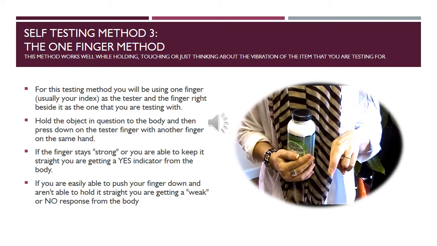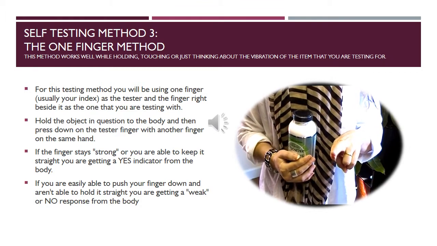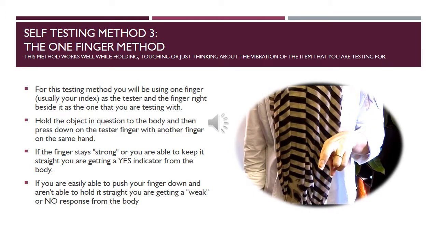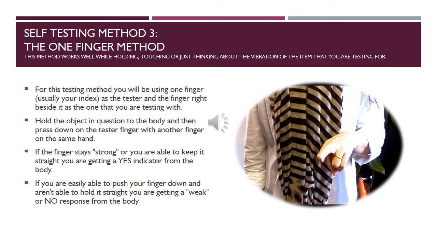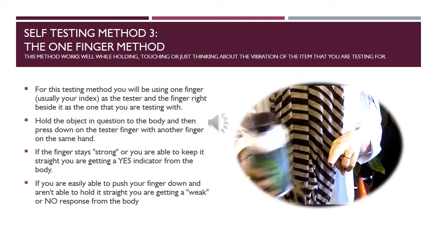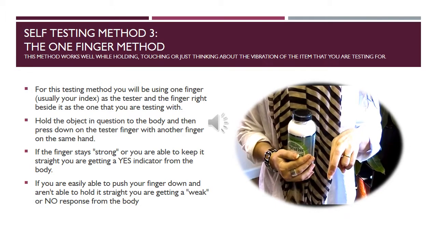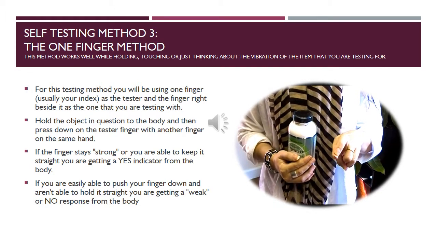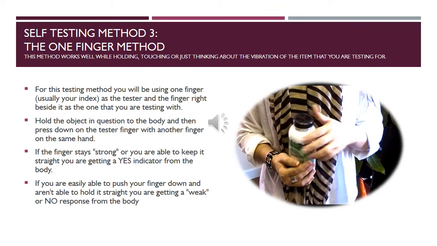Now you hold the object in question to the body or in your mind, and then press down on the tester finger with another finger on the same hand. If the finger stays strong or you are able to keep it straight, you are getting a yes indicator from the body, or an indication that that is in harmony or is in alignment for you. If you're able to easily push your finger down and you aren't able to hold it straight, you're getting a weak or a no response from the body to the question that you are asking.